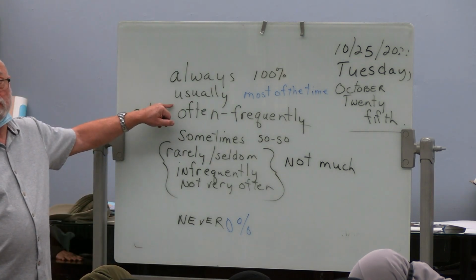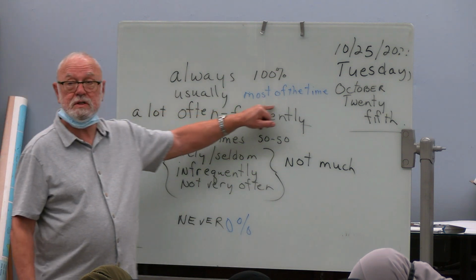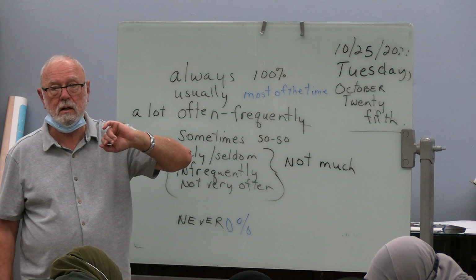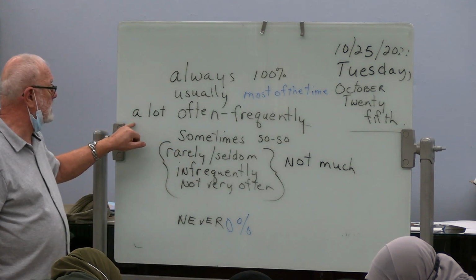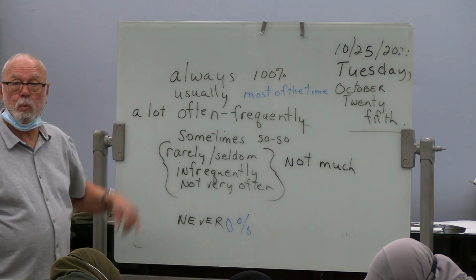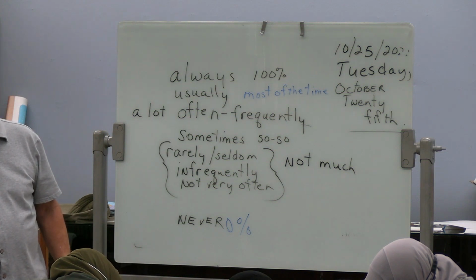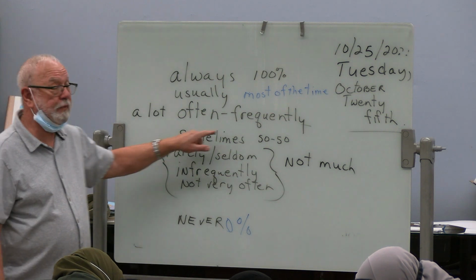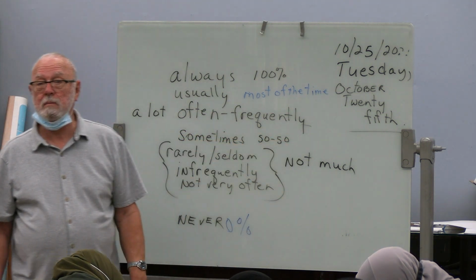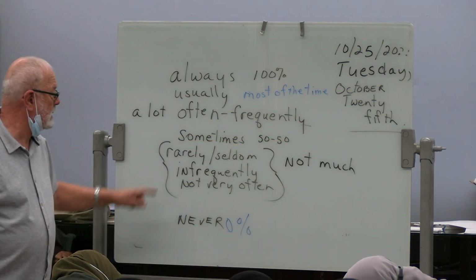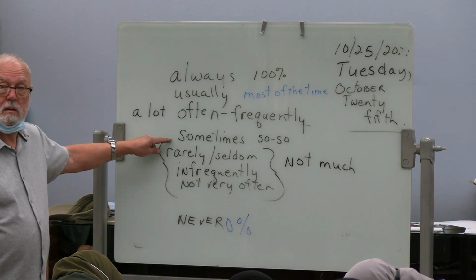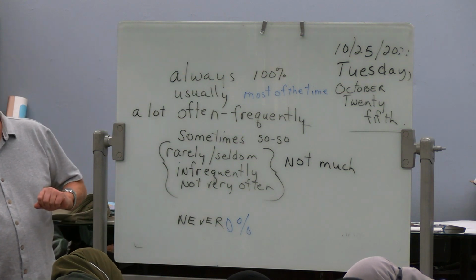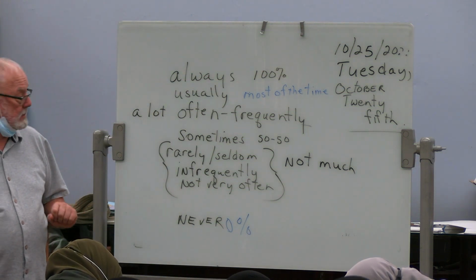I usually go for a walk, most of the time, almost every day. I go for a walk often. I go a lot. I go frequently. Sometimes, maybe not, half and half.